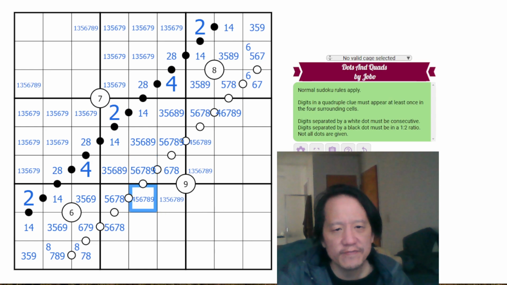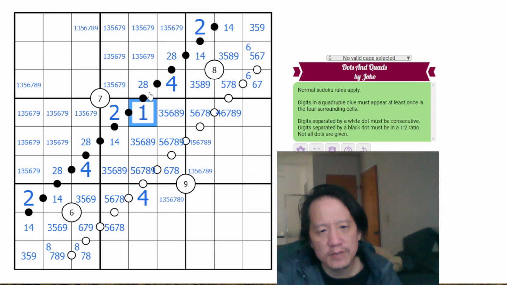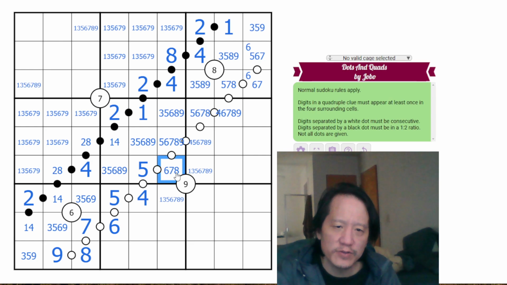Maybe we try some 4s, right? If this is 4, this becomes 1. So this has to be 2. This is 8. This is 4, and that's 1. So this would have to be 5 and 5. That would be 6. This would be 7. This would be 8 and 9. This would have to be 6. This is 7. So far, it's looking okay.